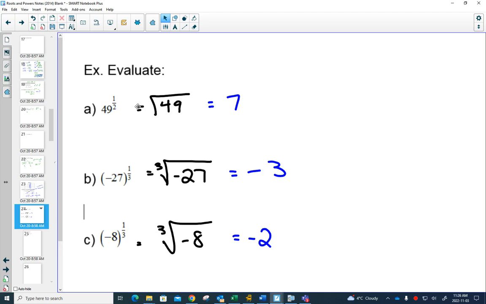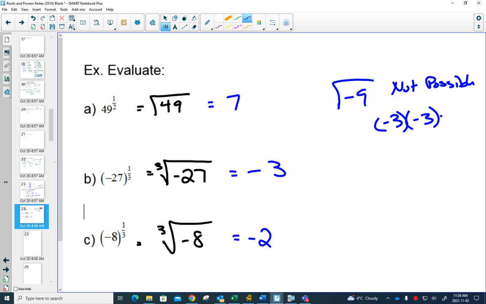So then why were we allowed to do it in the 9 example? Because it's a square. That's a good question. Make it make sense. Why can't you square root a negative number? Because if you tried to do negative 3 times negative 3, it does not equal negative 9. And if you tried to do 3 times 3, it does not equal negative 9. No matter what you try, when you square something, you will never get a negative number.